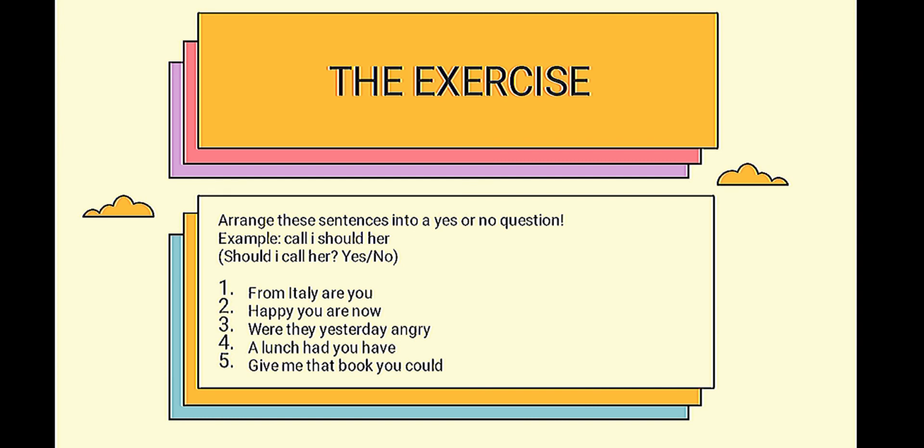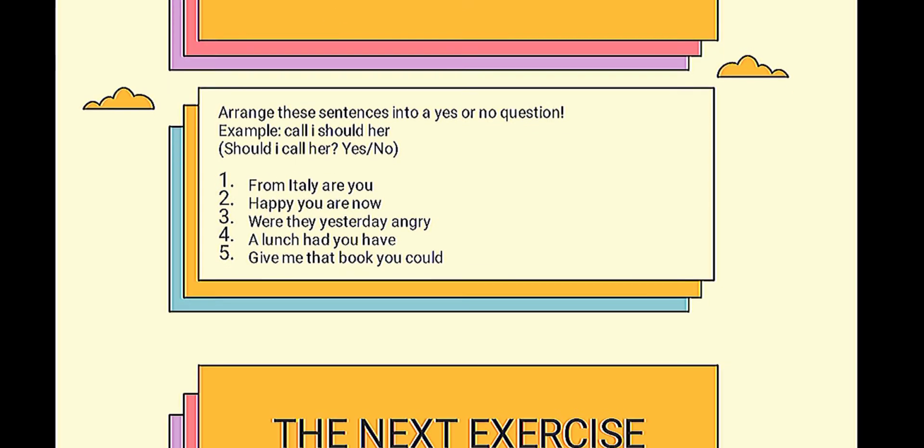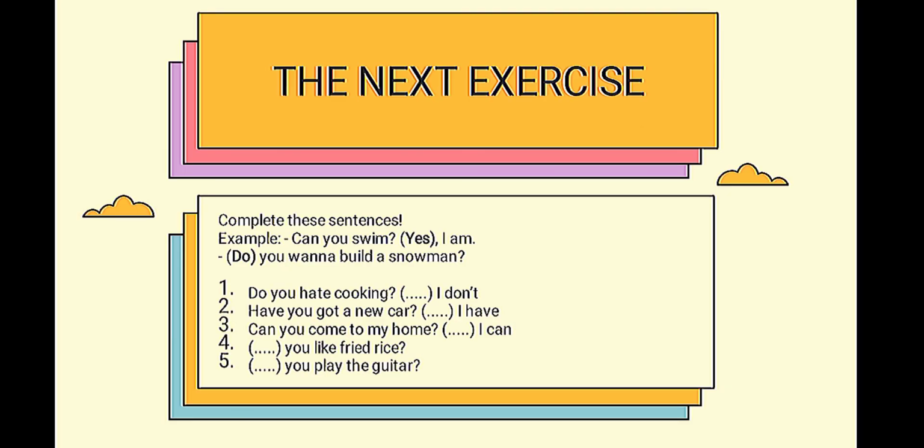The exercise. Arrange that sentence into a yes or no question. Example. Call I should her. Should I call her? Yes or no? The next exercise. Complete the sentence. Example. Can you swim? Yes, I am. Do you wanna build a snowman?